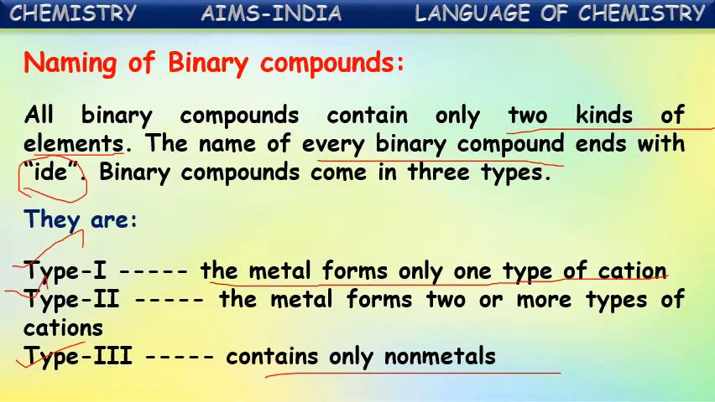Again, in the binary compounds, based on the cations, metals form only one type of cation, or two types of cations, which means a variable valency. Already we discussed variable valency in the previous session. Iron shows a +2 charge and a +3 charge. Sodium has only plus, Na+. Sodium forms only one type of cation. That's why it comes under type 1. Iron shows +2 and +3. Iron is forming two types of cations. That's why it comes under type 2. And type 3 contains only non-metals: Cl2, O2, N2, that type of compounds.